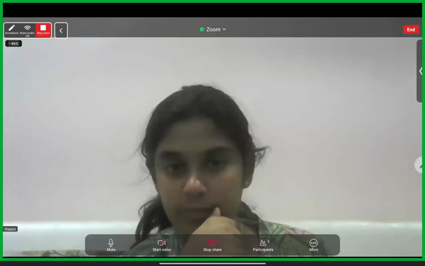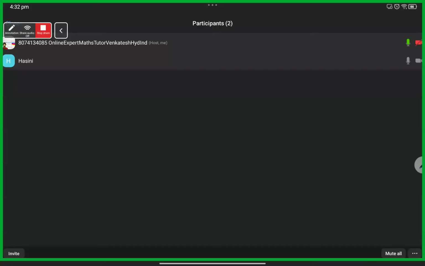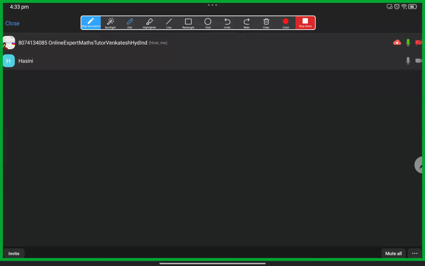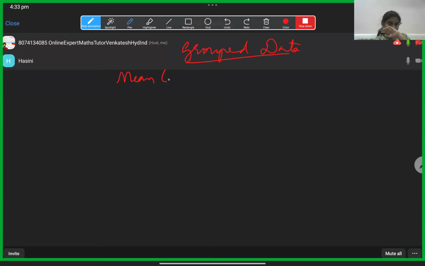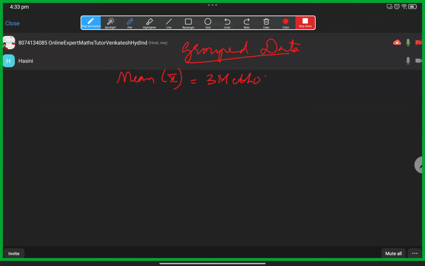So here we will find out the arithmetic mean, or simply the mean. For grouped data, we have three methods in total. The first method is the direct method.